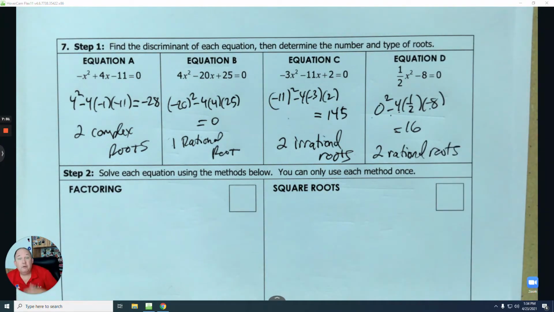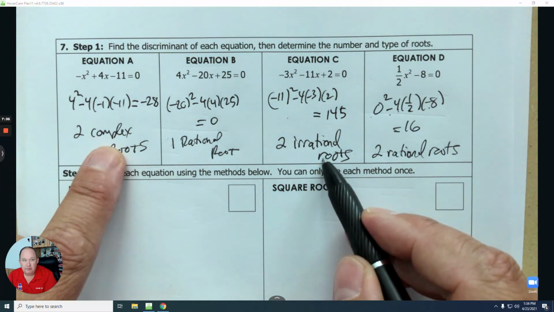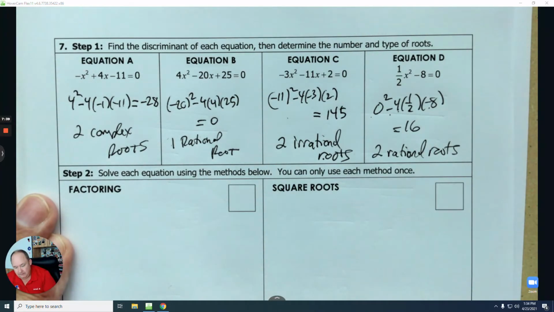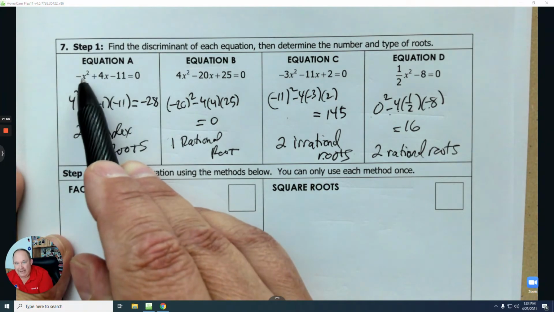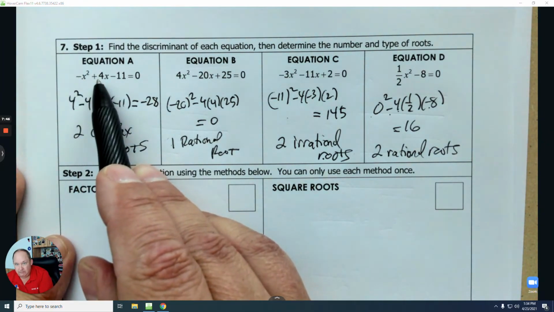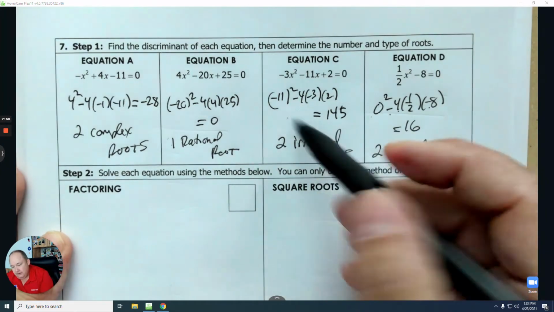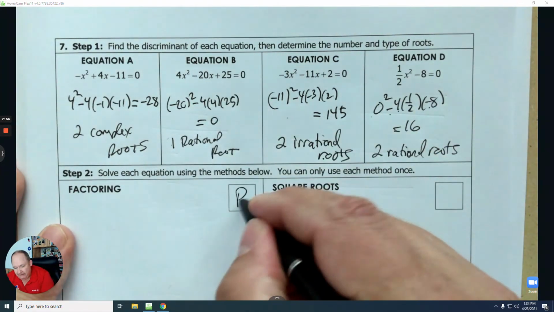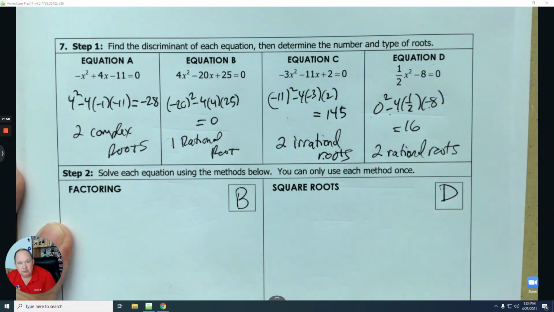All right, so which one am I going to use for each one? So the ones that are irrational or complex, I look at it carefully. C is going to be my quadratic formula. A, because A I can change easily to positive 1, B is an even number. A is going to be completing the square. B, one rational root, we're going to factor that one. And then the last one, D, that's the one with no linear term that we're going to do square roots.